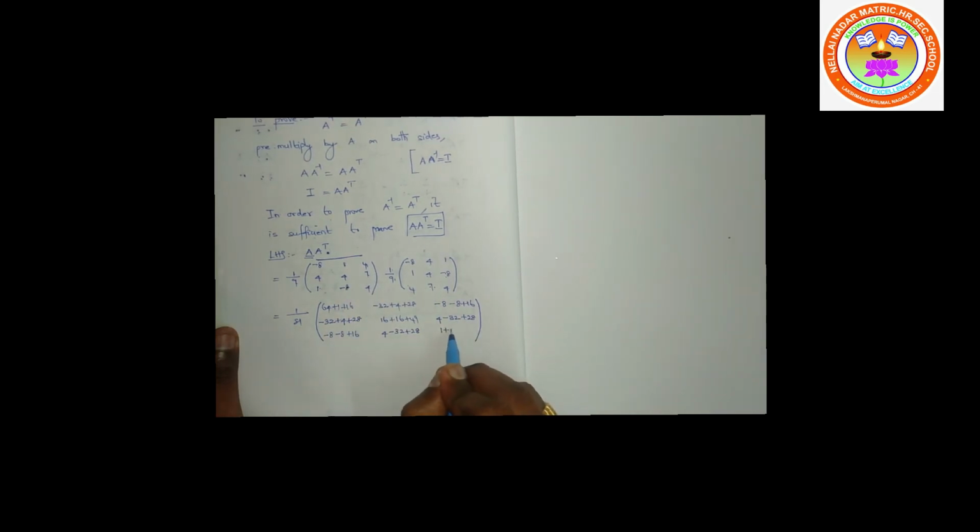Minus 8 into 1 gives minus 8. 4 4s are 16. Third row, second column. 1 into 4, 4. Minus 8 4s are minus 32. 7 4s are 28. Next, third row, third column. 1 into 1 is 1, minus into minus plus, 8 8s are 64, 4 4s are 16.